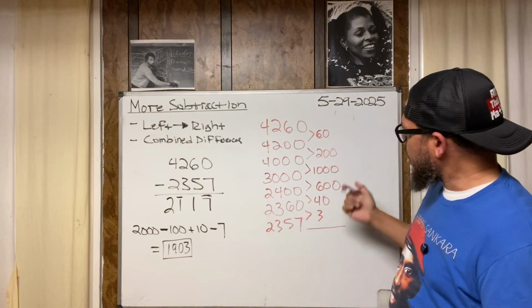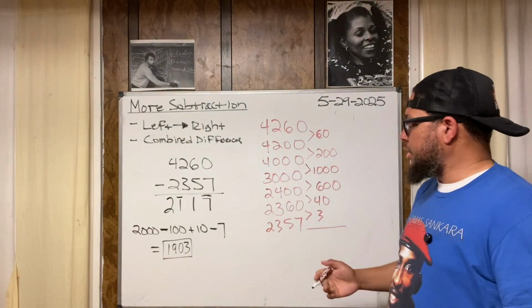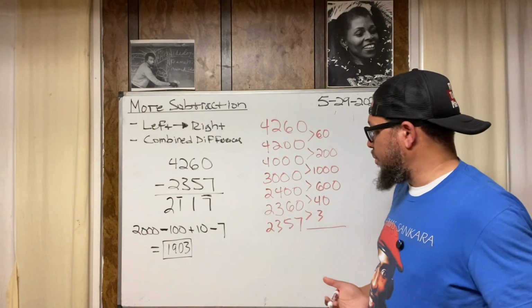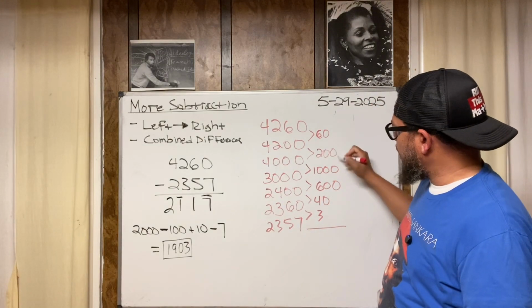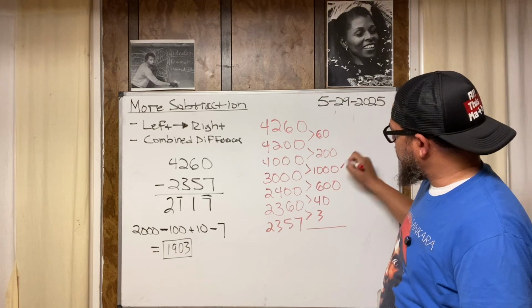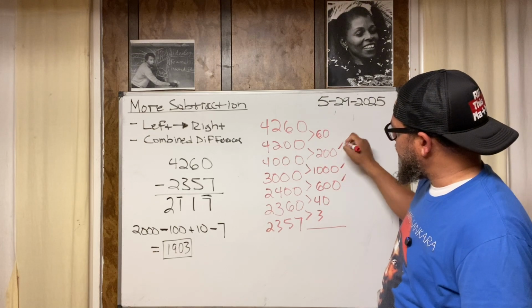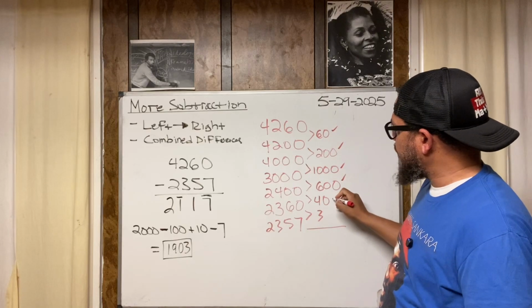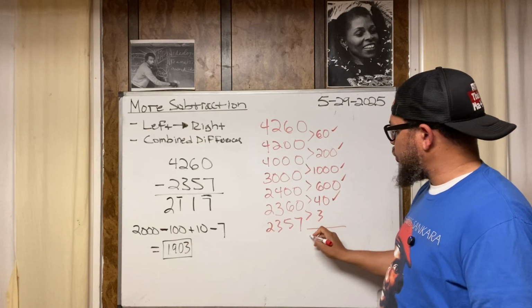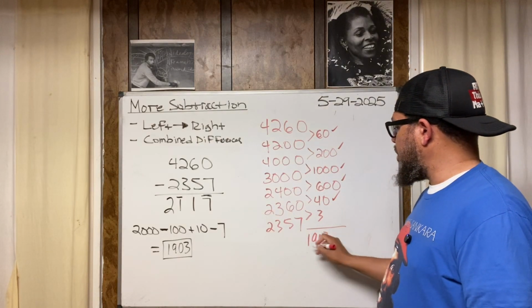All right. So the way I add the numbers up mentally is I start with the biggest number. So I'm gonna start with 1,000, right? And then I'm gonna add 600 and 200. That's 1,800. All right. So 1,000, 600 is 1,600 plus 200 is 1,800. 1,800 plus 60 is 1,860, plus 40 is 1,900. 1,900 plus 3 is 1,903.